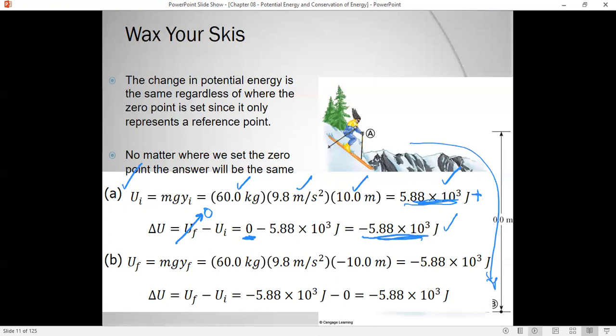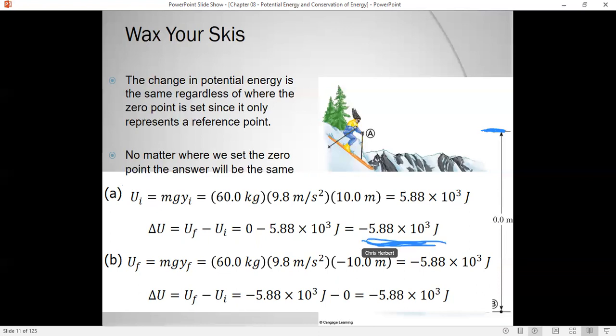All right. And again, that makes sense. We're starting from a higher point where our potential energy is higher. As we ski down, we pick up kinetic energy. Some work is done by friction, but that potential energy is converted to kinetic energy. So therefore, if I'm losing potential energy, the change in my potential energy must be negative.